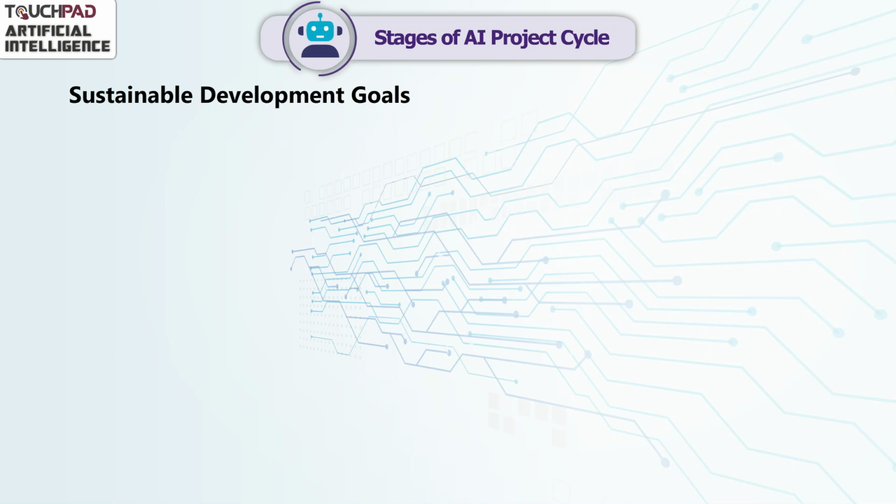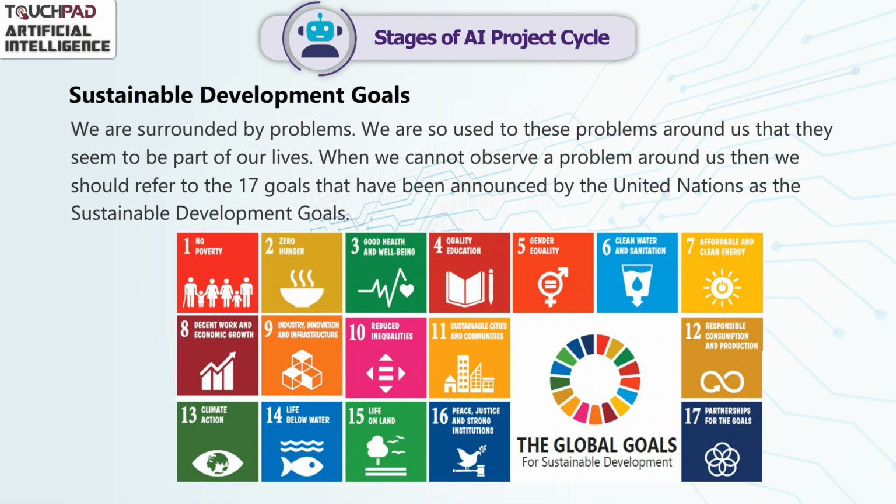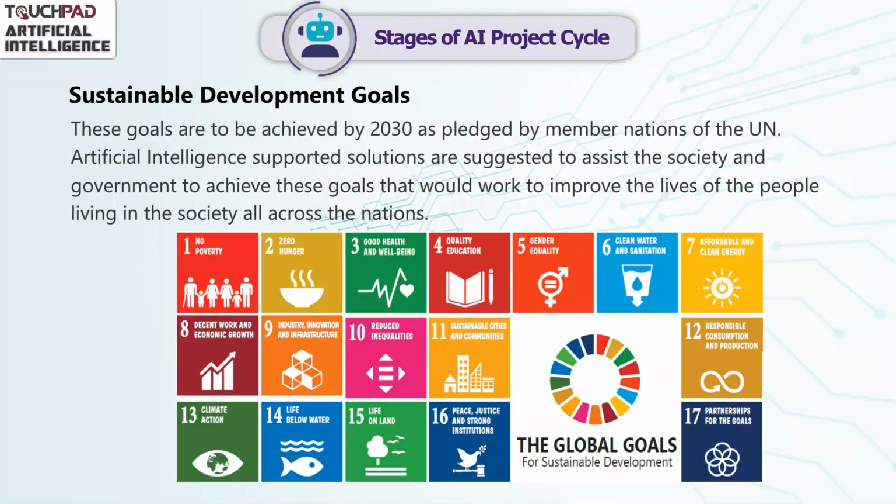Sustainable development goals. We are surrounded by problems. We are so used to these problems around us that they seem to be part of our lives. When we cannot observe a problem around us, then we should refer to the 17 goals that have been announced by the United Nations as the Sustainable Development Goals. These goals are to be achieved by 2030 as pledged by member nations of the UN.